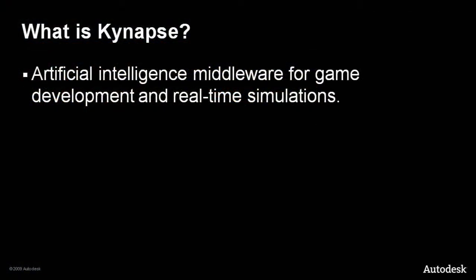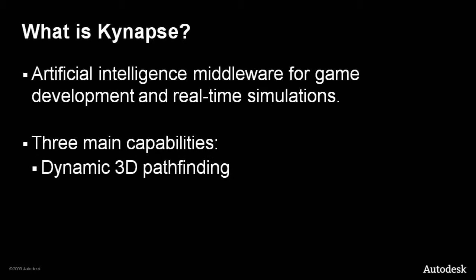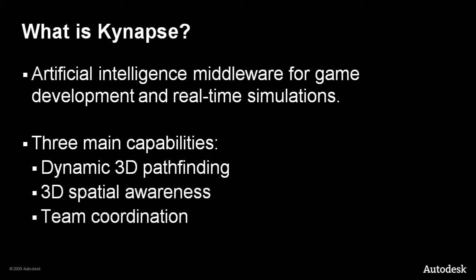Kynapse is an artificial intelligence middleware solution for game development and real-time simulations. Kynapse gives in-game characters or entities three key capabilities: dynamic 3D pathfinding, 3D spatial awareness, and team coordination. Let's take a look at what Kynapse can do.